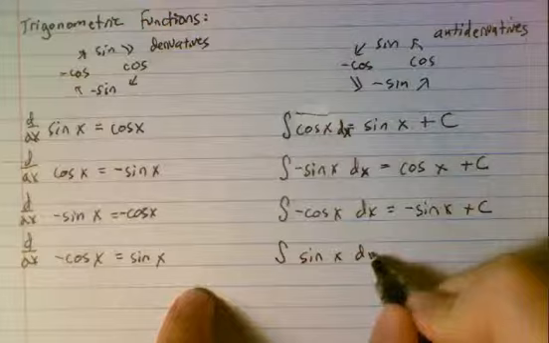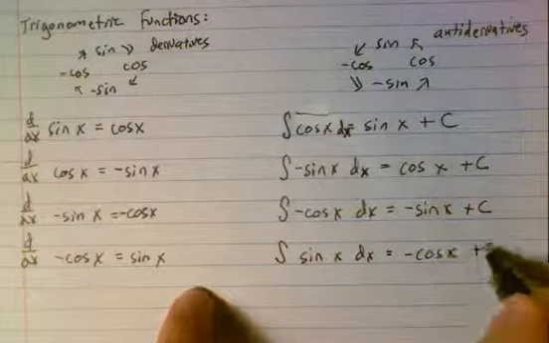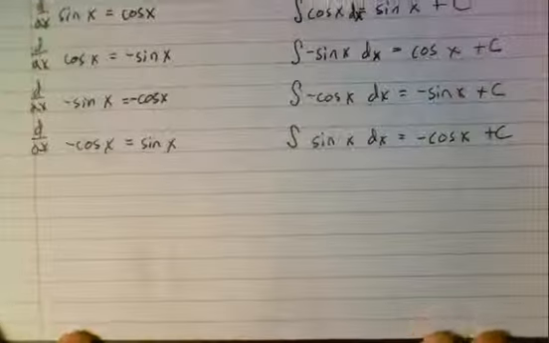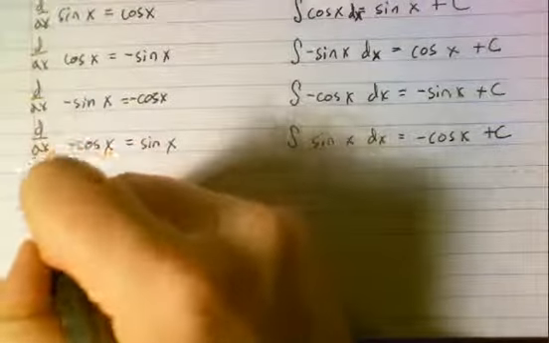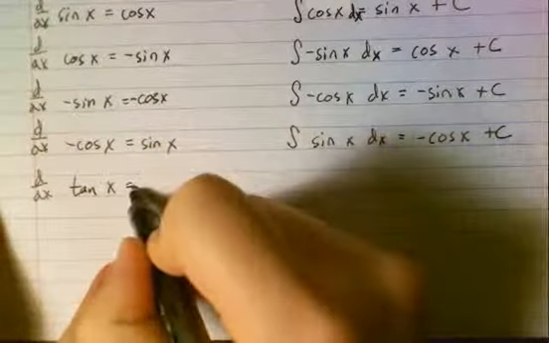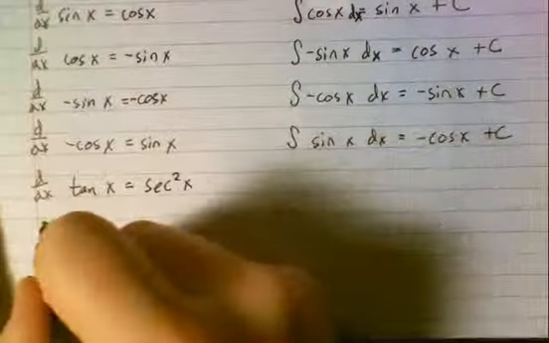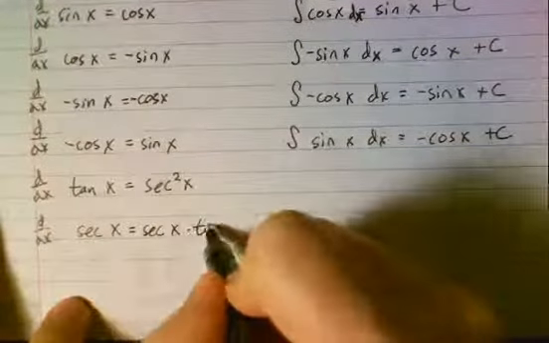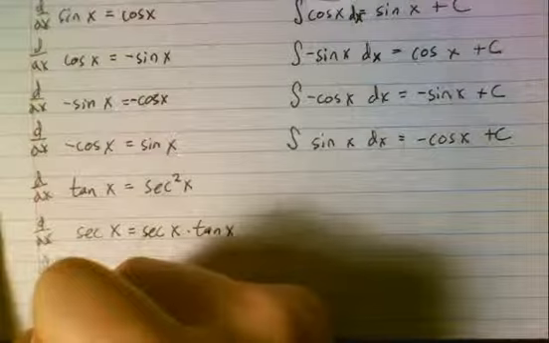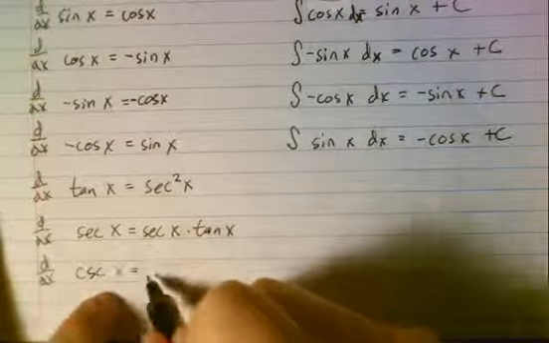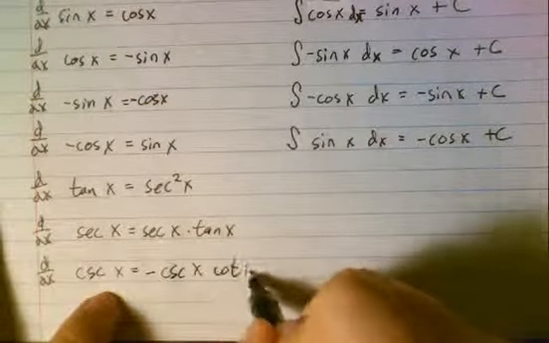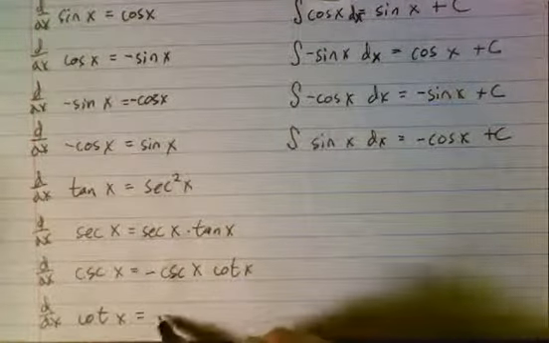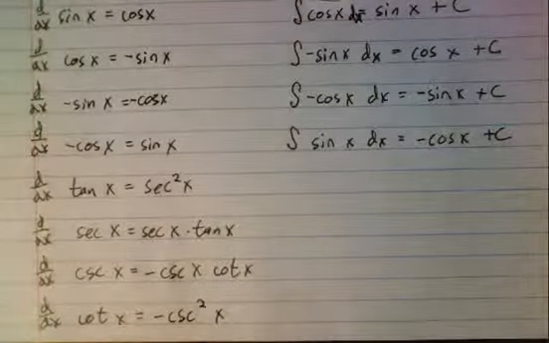Antiderivative of sine of x dx, negative cosine of x plus c. You can probably guess where we're going from here. There are more trigonometric functions. We know that the derivative of the tangent of x is secant squared x. Derivative of the secant of x is secant x times tangent of x. Derivative of the cosecant of x is negative cosecant x cotangent x. And the derivative of the cotangent of x was negative cosecant squared x.